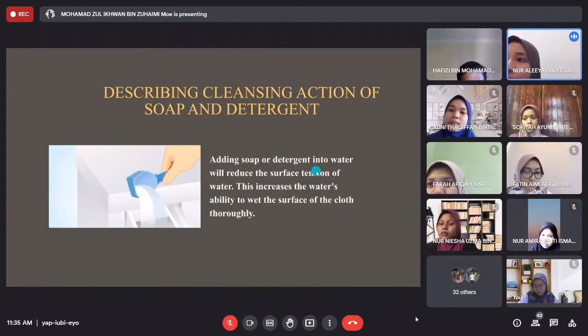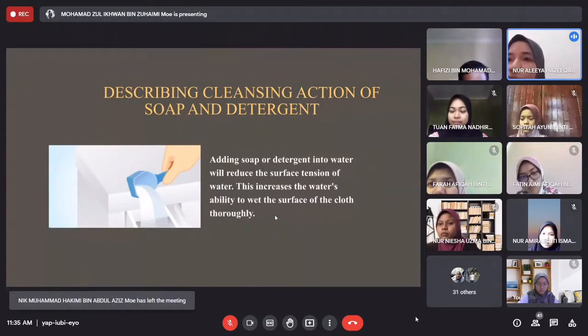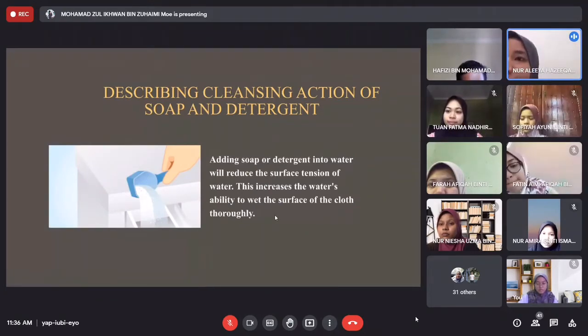When we want to wash our dirty clothes, we will add either soap or detergent in water, and when we add those things, it reduces the surface tension of water. This increases the water's ability to wet the surface of the cloth thoroughly.